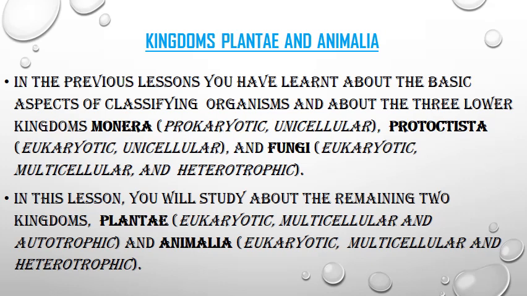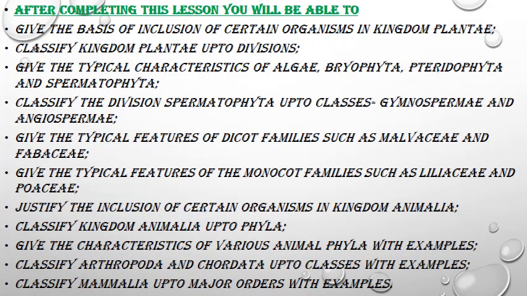In the previous lessons, you have learnt about the basic aspects of classifying organisms and about the three lower kingdoms, Monera, Protista and Fungi. ये तीन चीजें हम पढ़ चुके हैं. तीनों में डिफरेंस आप समझ गए होंगे जब क्वेश्चन सॉल्व किए होंगे. But in this lesson, you will study the remaining two kingdoms, Plantae and Animalia. Plant में eukaryotic, multicellular and autotrophic, and in animal kingdom, eukaryotic, multicellular and heterotrophic. So these are the things in this lesson you will be able to understand.